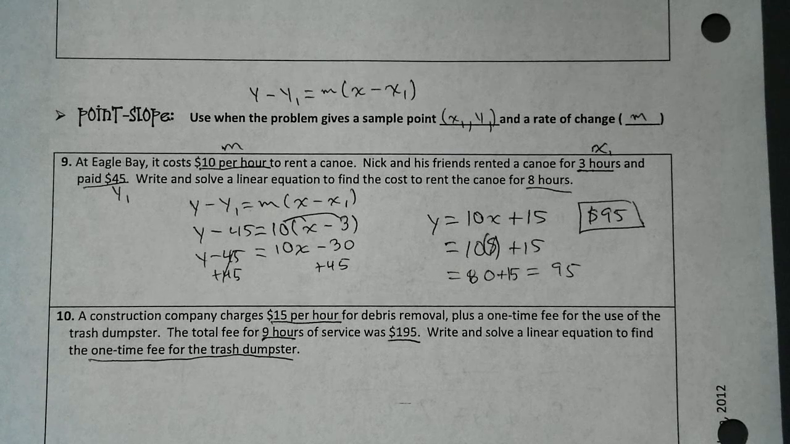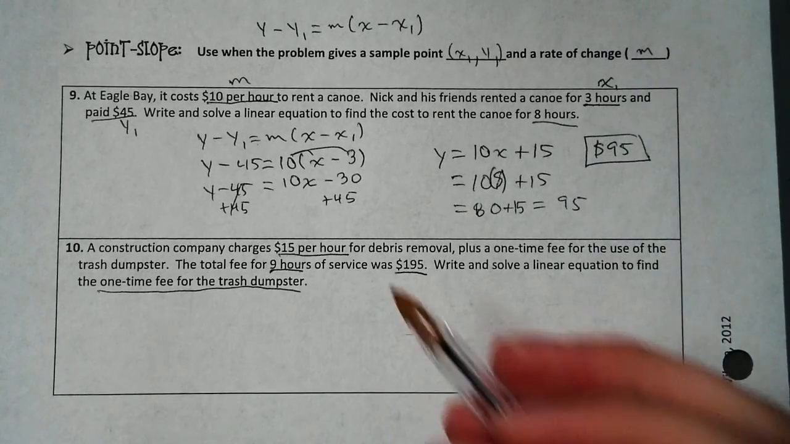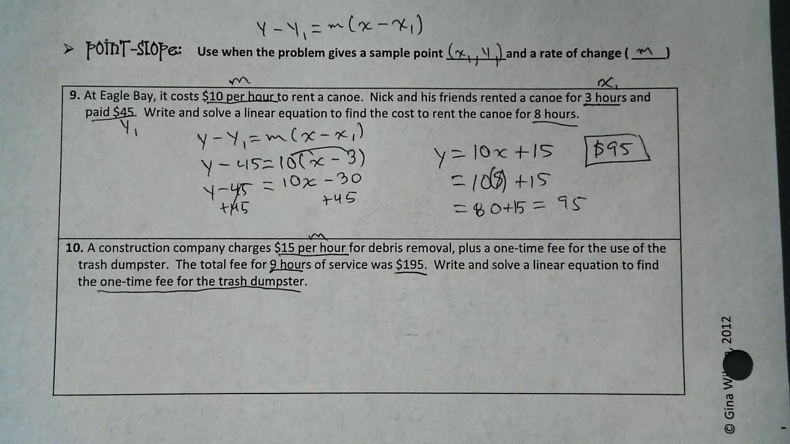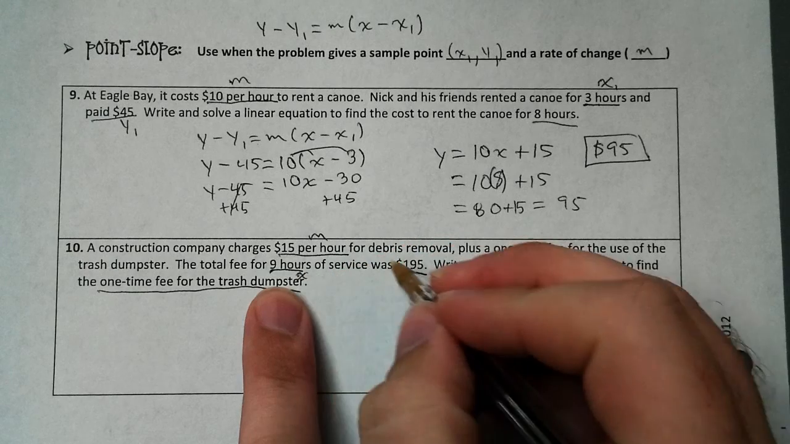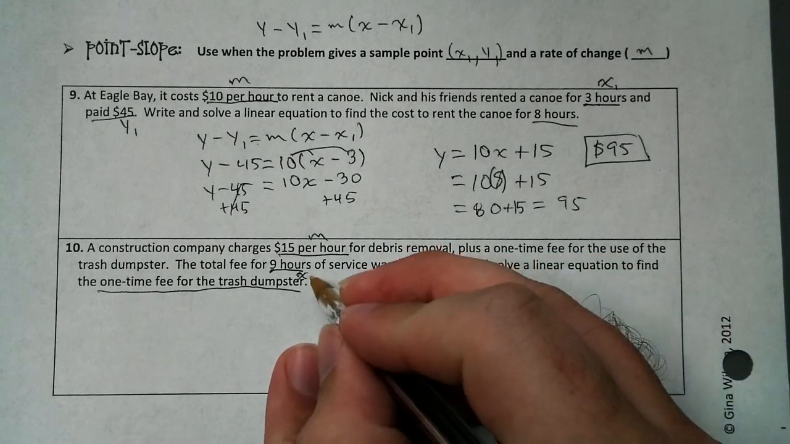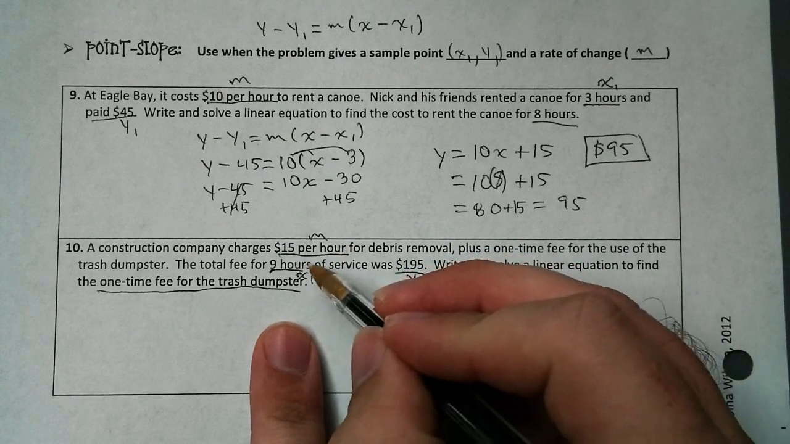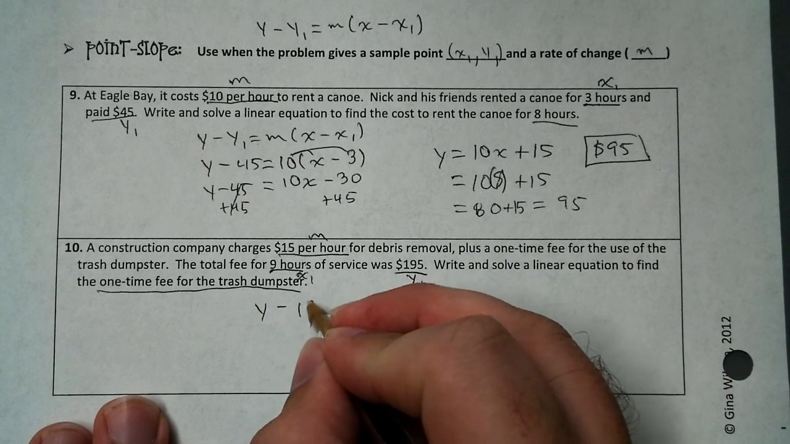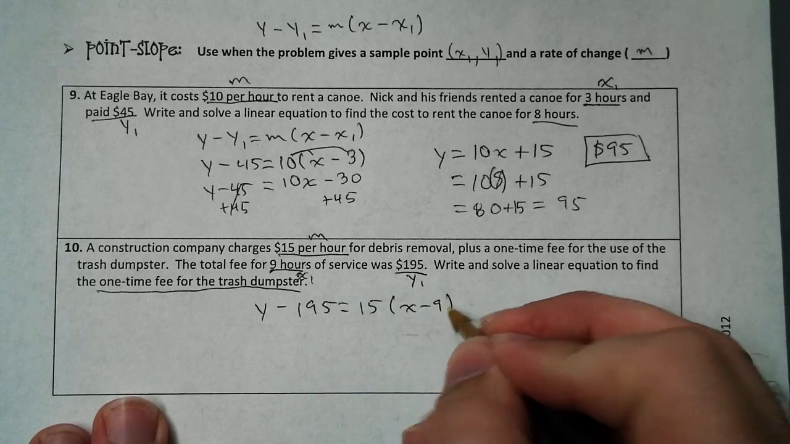All right, I hope you've already worked this out. Here's what I got for my work. Now, I know 15 per hour. It says per, so that's my m, that's my slope. And then they had a fee for 9 hours, which is our x, and the service was $195, that's our y. Remember, your x is always going to match up with whatever term was with your slope. Now let's plug it in. Y minus 195 equals 15 times x minus 9.